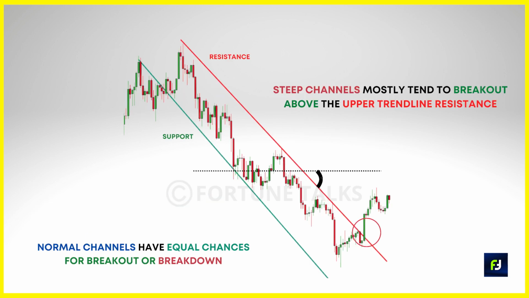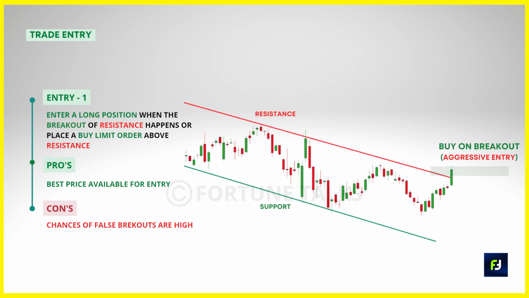So a falling channel with a very high negative slope or a very steep price action will most probably break out above the resistance trend line, while a channel with a medium or lower slope will have equal chances of breaking out or breaking down. Anyway, this is just an observation, but you should enter the trade only after the breakout has been confirmed. Let's say the price broke above the resistance trend line. Now, if you are a very aggressive trader, you can take a long position as soon as the price breaks above the resistance trend line.